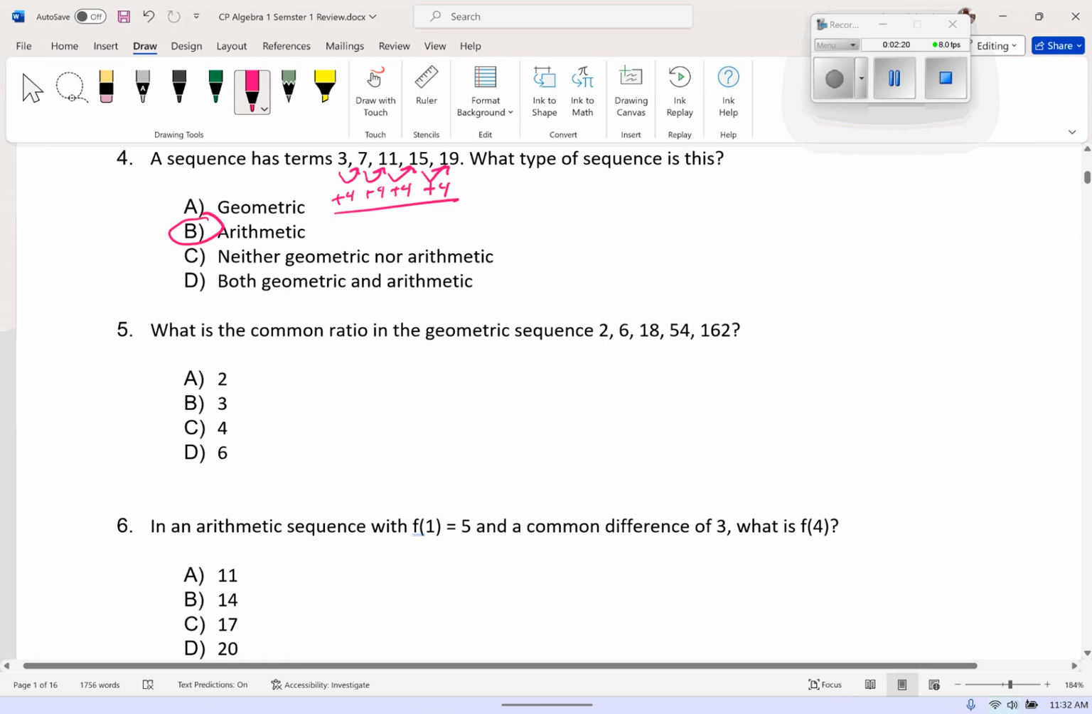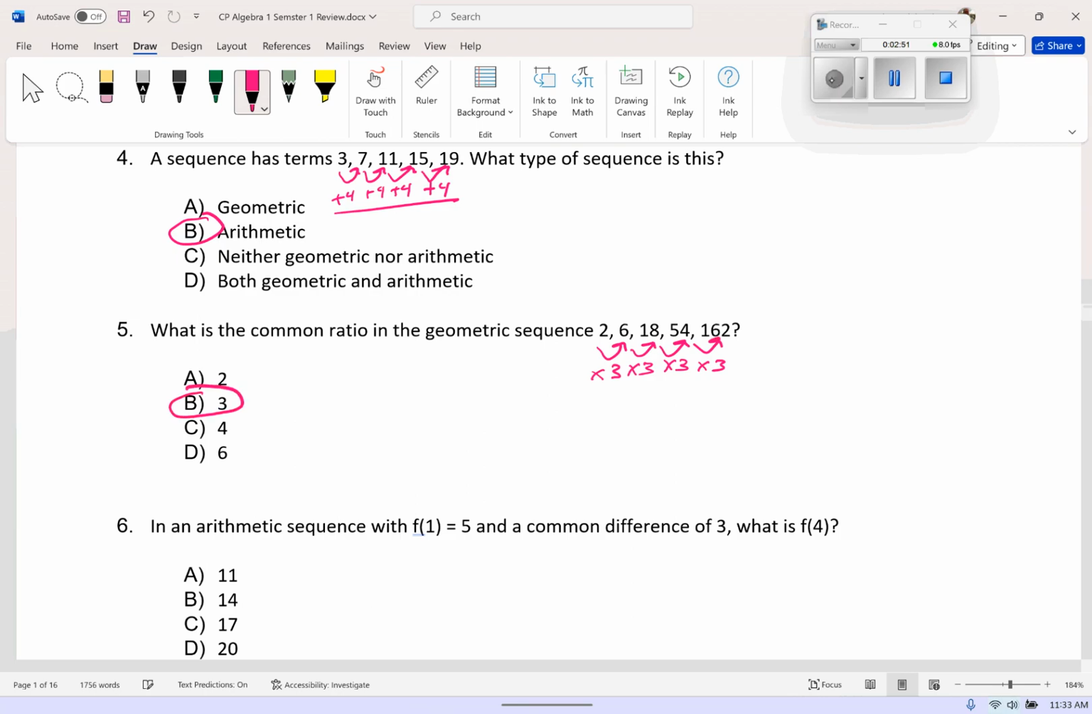What is the common ratio of 2, 6, 18, 54, 162? So remember, geometric, you're multiplying. So what am I multiplying each time to get to a different number? Well, what do I have to multiply 2 by to get 6? That'd be 3. What do I have to multiply 6 by to get 18? What do I have to multiply 18 by to get 54? Well, if you use a calculator, 18 times 3 is going to give you 54, and then 54 times 3 is 162. So you're multiplying. So our common ratio is 3. We're multiplying each term by 3.